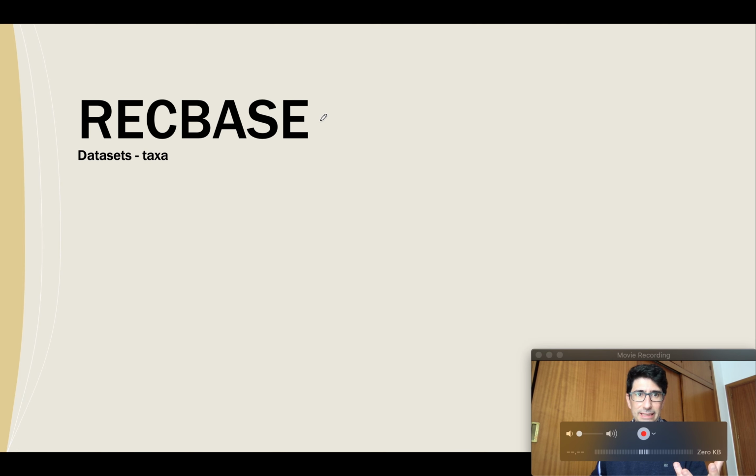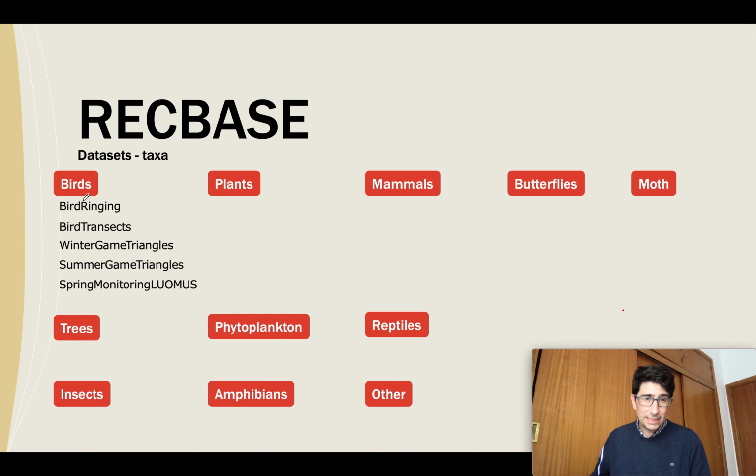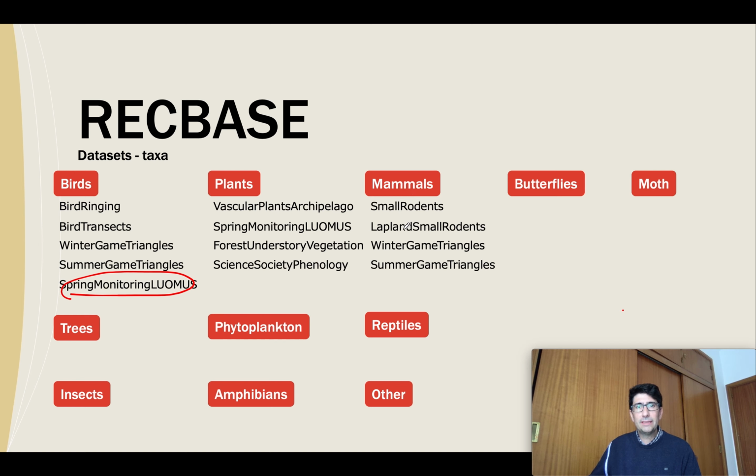Another way of seeing these datasets is if I divide them in taxa. Datasets contain birds. We see that there are 5: bird ringing, transects, game, and spring monitoring. This one is pretty much everywhere. Plants, there are 4: vascular plants, spring monitoring again, and then forest and restored vegetation, and science, society, phenology. Then we have mammals. Small rodents, Lapland, small rodents. These are the same, but the methodology in Lapland was a little bit different, and that's why we decided to make them in a different dataset.